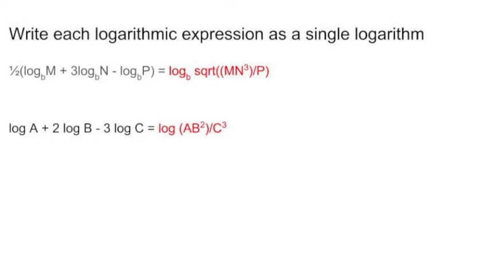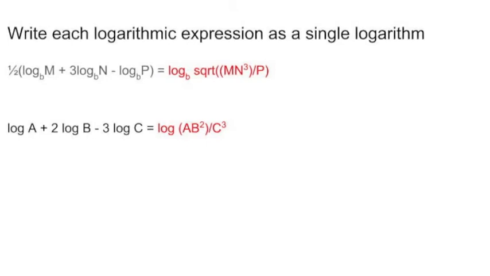So in red there, you can see it's log base b. I just couldn't put the square root symbol in, but it's log base b of the square root of m n to the 3rd divided by p. All of that, what's in the parentheses there, is underneath your square root symbol. Okay, so let's look at a little more simple example.